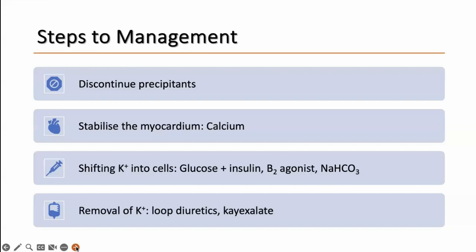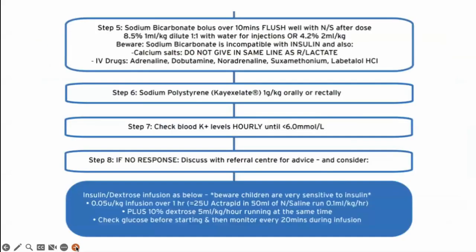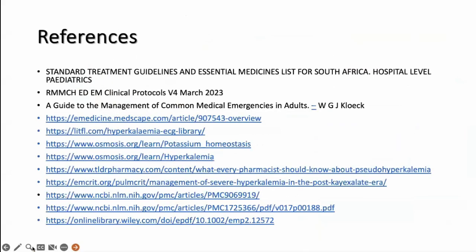In our protocol, although stabilizing the myocardium is obviously the priority, while you're doing IV access, remember you can put on nebulized salbutamol. It's quick, easy, and the studies have shown it's equally as effective as IV salbutamol. And always remember to check that ECG. If you have ECG changes, you know which algorithm to follow, and the most important thing to do is stabilization of your myocardium.